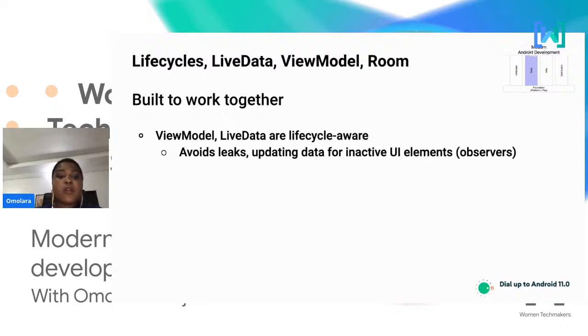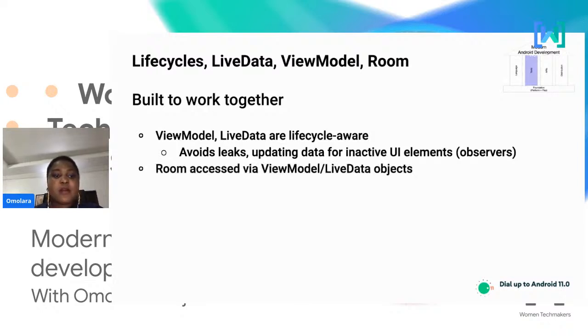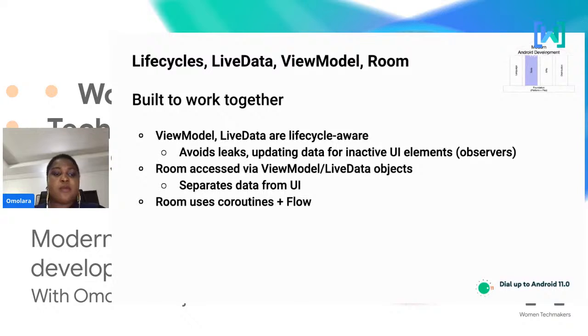One of the common errors in Android development is leaks. This approach makes you avoid leaks, if done properly anyway, and it makes you update data for inactive UI elements. You can access Room from your ViewModel and your LiveData objects also, and it separates data from your UI. It also further helps you with the separation of concerns that we preach these days. You can use Room with coroutines and Flow, and you can only benefit from this if you use Kotlin. So it integrates well with coroutines and Kotlin Flow.